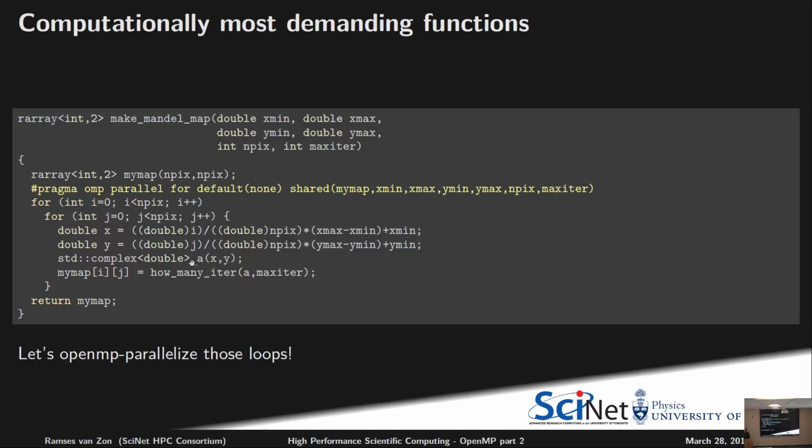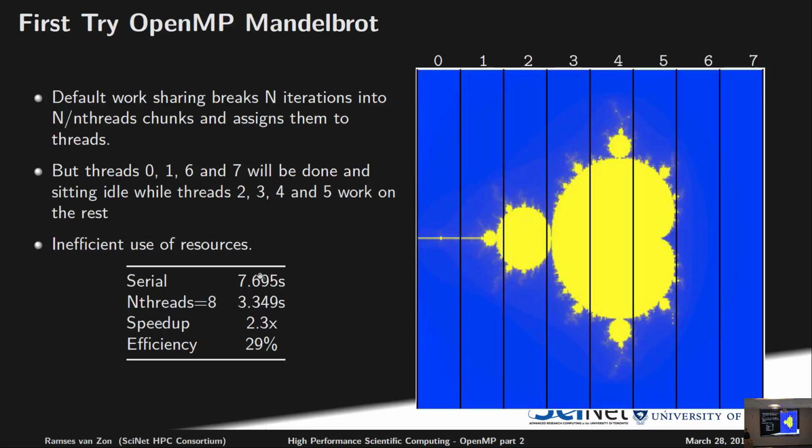Okay, so there's our loop. Let's see what it does. So the serial case, say, takes about 7.5 seconds. I put 8 threads at work, and it takes 3.34 seconds, or 3.35 seconds. So I only have a speedup of about 2.3. Now the reason is quite simple.